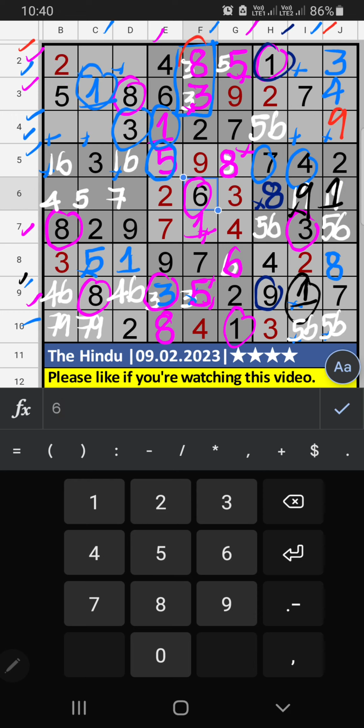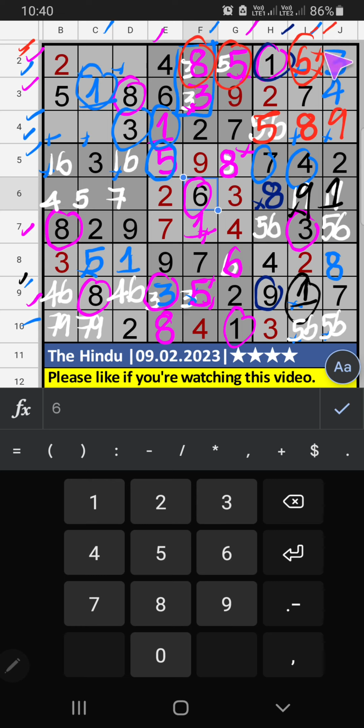Second row, we have 8. So 8 can't come in the cell. Then 8 is confirmed here. Then third grade, two numbers are remaining, 5 and 6. Second row, we have 5. So 5 can't come in the cell. 5 is confirmed here. Then 6 is here.